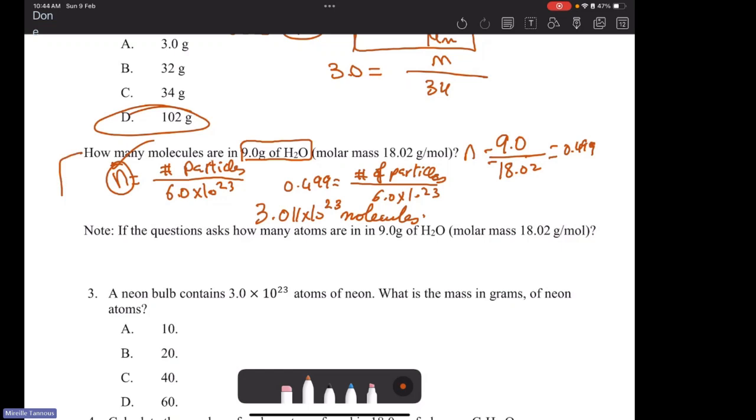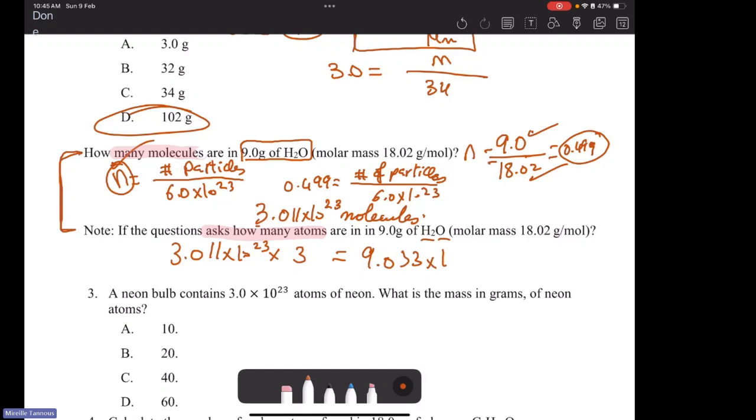Now look at the comparison of these two questions. As I said, the question said how many molecules, no atomicity in the formula. But if the question asks how many atoms, again in 9 gram, after finding this number of molecules, you have to add atomicity. So you divide the mass by the molar mass, you get the mole, you multiply the mole by Avogadro's number by atomicity. And atomicity here is 3. So I'm going to take this answer and multiply it by 3. So I'm going to get 9 point something times 10 to the power 23 atoms of H and O.